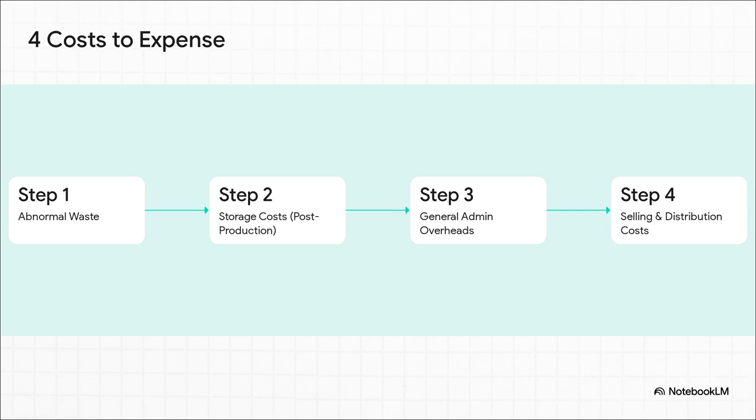These are the 4 big red flags, the 4 costs you will always expense. Number 1, abnormal waste. 2, storage costs after production. 3, general admin overheads. And 4, selling and distribution costs. See one of these? Bam, it's an expense, no hesitation.